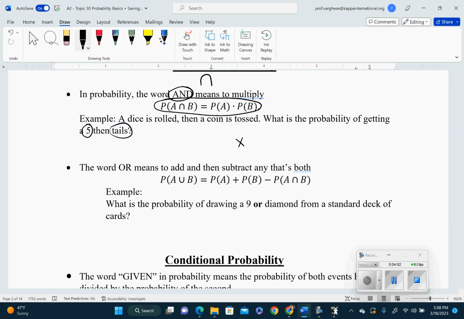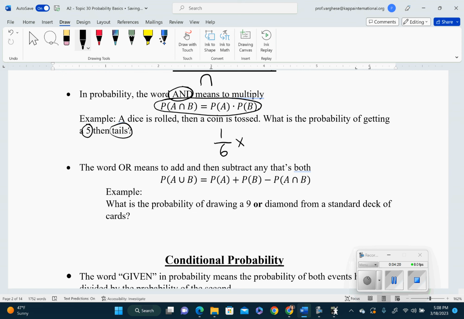And so it says a dice is rolled, so we're looking to get 5. So think about a dice, right? In a dice, there are 6 sides and there is 1 5. Okay, there's 1 5 in a dice out of 6 total things that are on it.